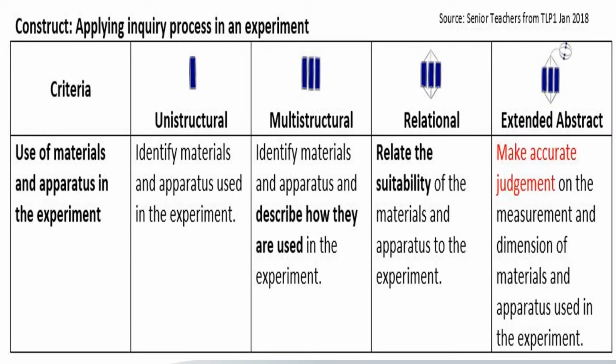In this SOLO-informed rubric, the construct that is being assessed is students' ability to apply the principles of inquiry in the design of the experiment. And specifically, the criterion being looked at in this rubric is students' use of materials and apparatus in the experiment. I'd like you to notice what is the SOLO level of understanding at the extended abstract level. Here, students are expected to make accurate judgment on the measurement and dimension of the materials to be able to judge to what extent they are suitable for the purpose of the experiment.